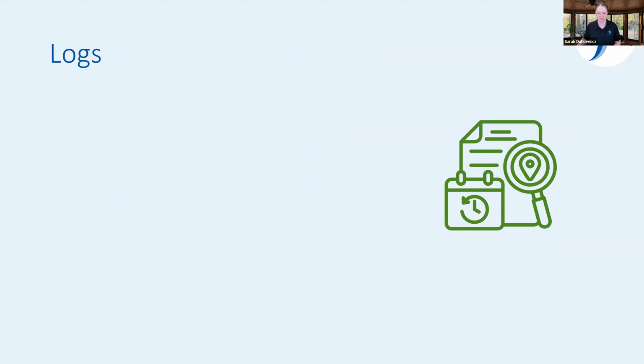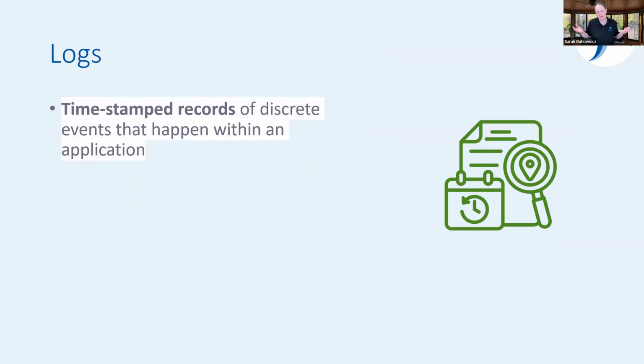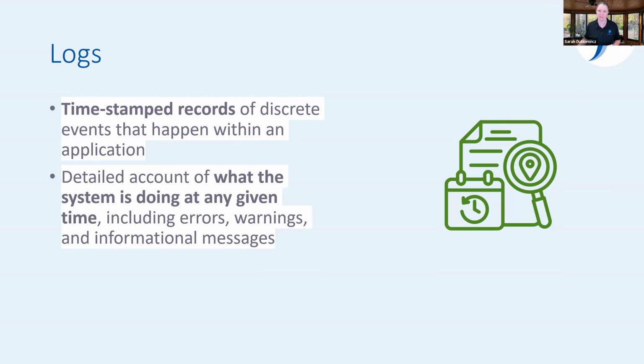All right, so first, let's talk about logs. So what are logs? Logs are timestamped records of where events happen within an application. Something happened. What? Well, that's in the contents of your log. But in the record itself, that timestamp tells you when it happened, what day, what time. It's also going to give you an idea of what the system is doing, including any errors, warnings, and probably informational messages as well.